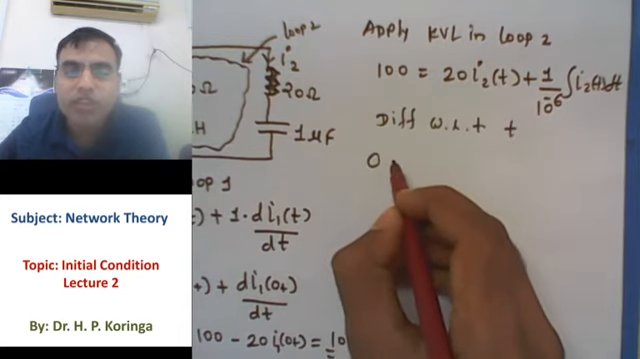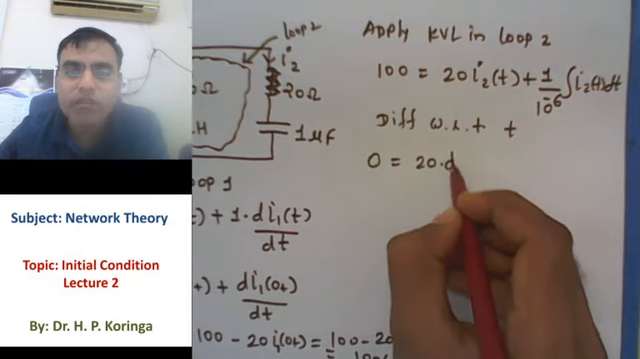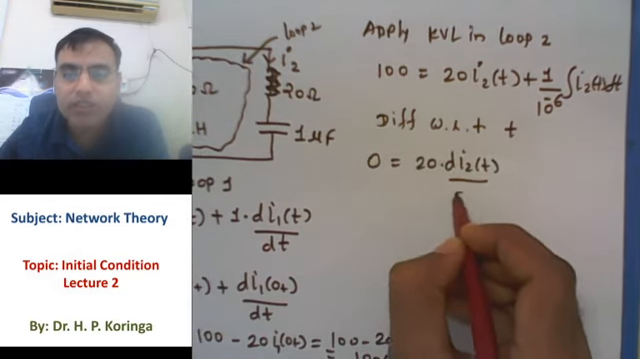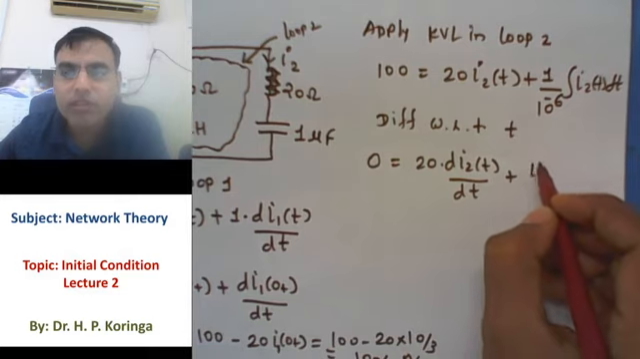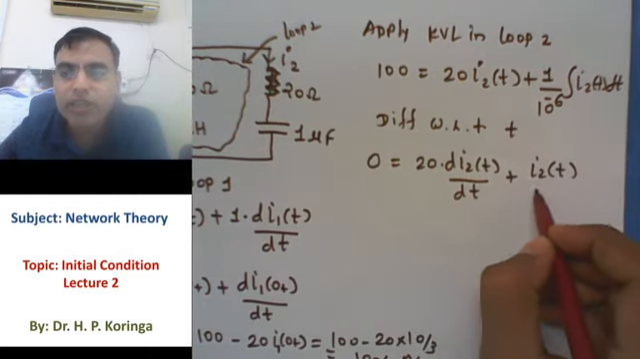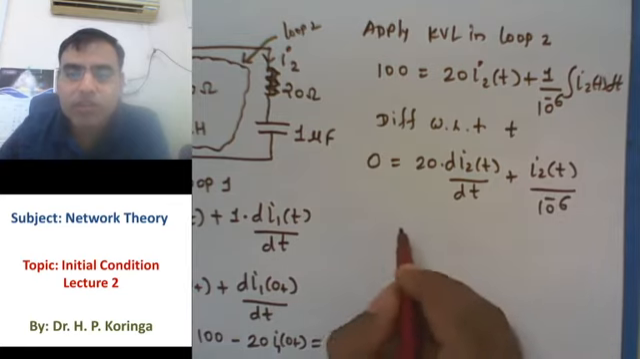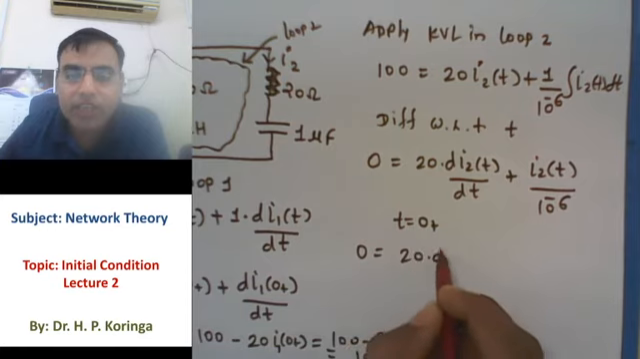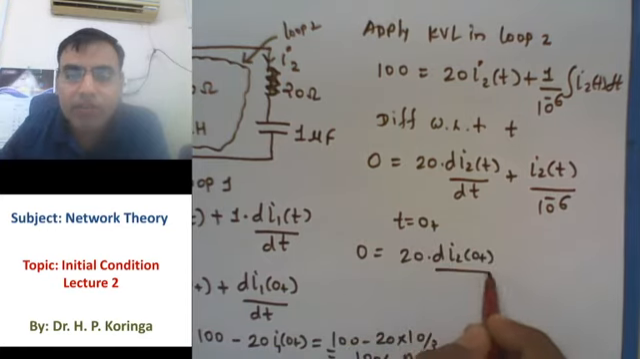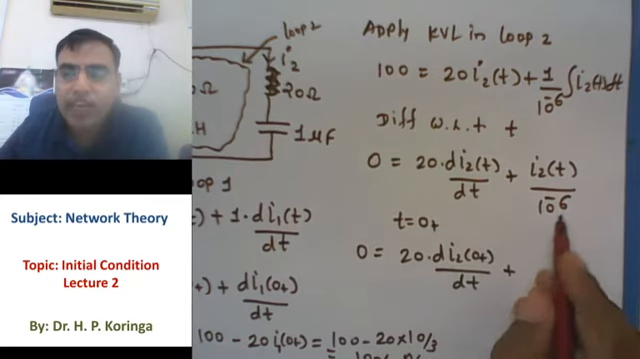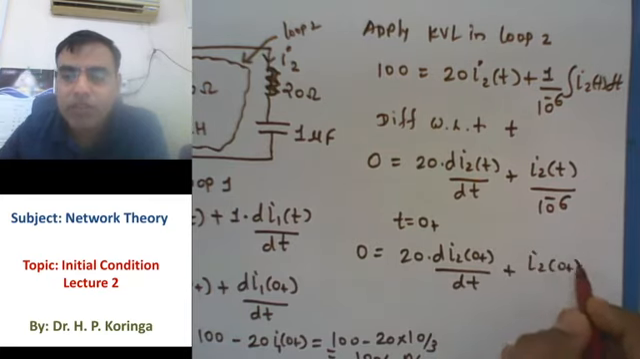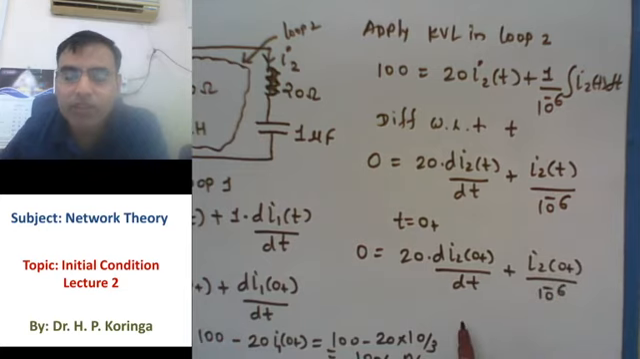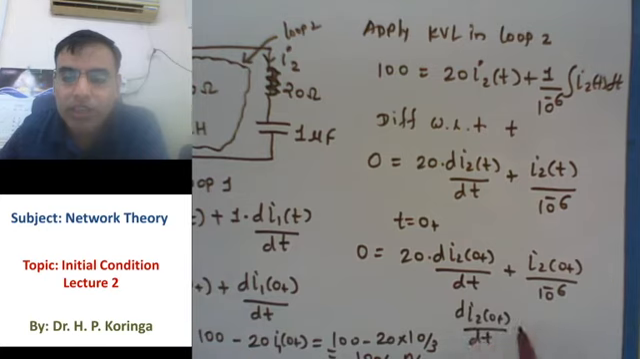So 100, no, differentiation is 0. 20 into di2 divided by dt plus I2 of t divided by 10 raised to minus 6. Substitute t is equal to 0 plus, so we'll get 20 di2 of 0 plus divided by dt plus I2 of 0 plus divided by 10 raised to minus 6. Right? So we'll get di2 of 0 plus divided by dt is equal to minus of I2 of 0 plus.